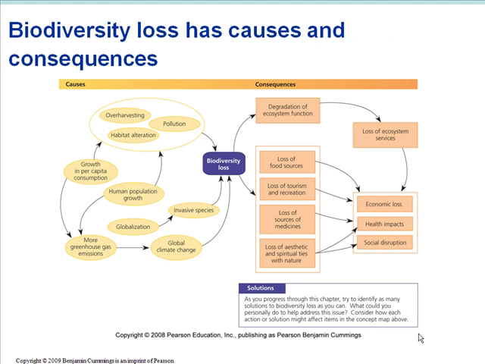I want you to take a look at this biodiversity loss causes and consequences map and walk through it. As you progress through the rest of this chapter, try to identify as many solutions to biodiversity loss as you can. What could you personally do to help address this issue? Consider how each action or solution might affect items in the concept map above.